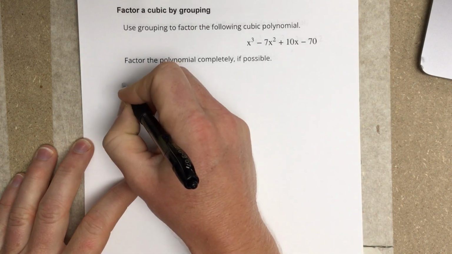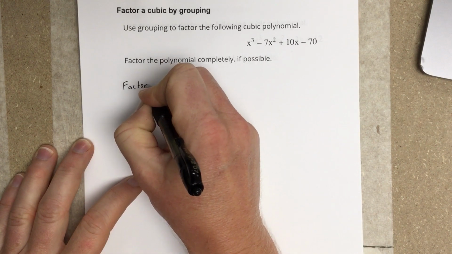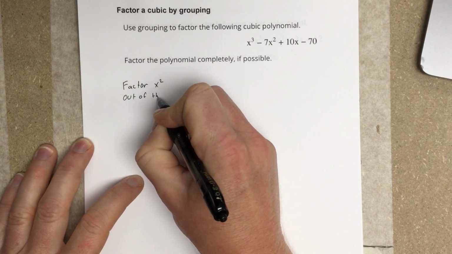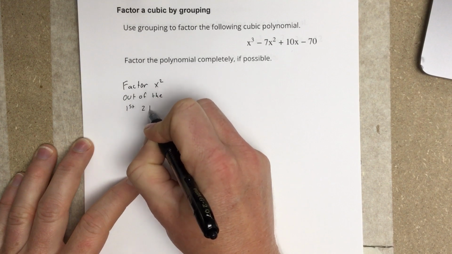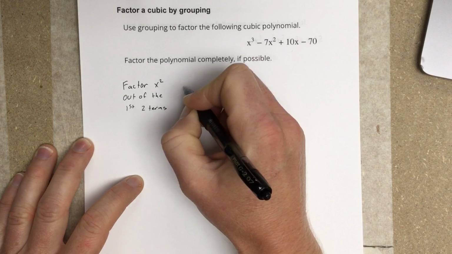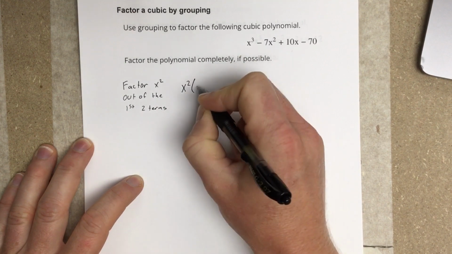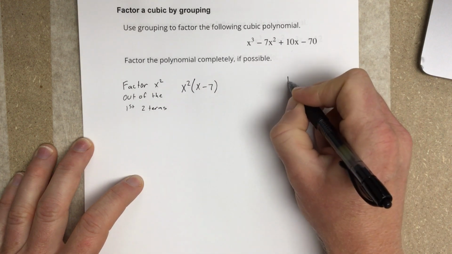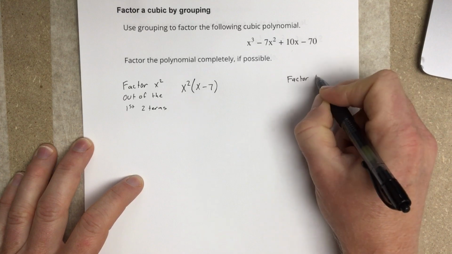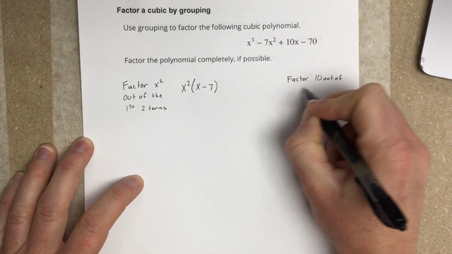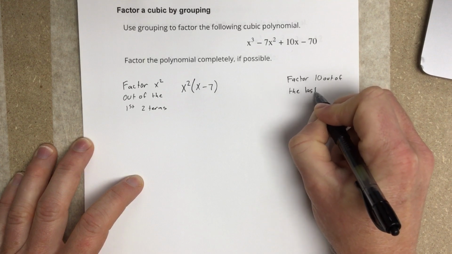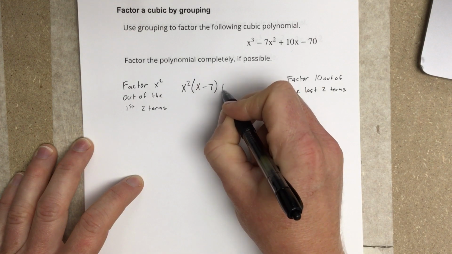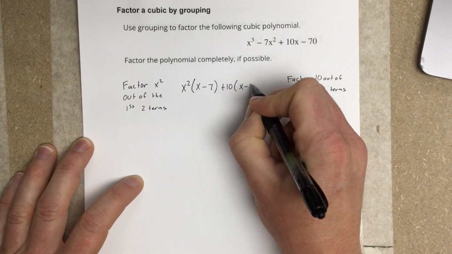We're going to start by factoring x squared out of the first two terms. So when we do that, we get x squared, and then we have x minus 7 left. And then we're going to factor 10 out of the last two terms, and we get plus 10, x minus 7.